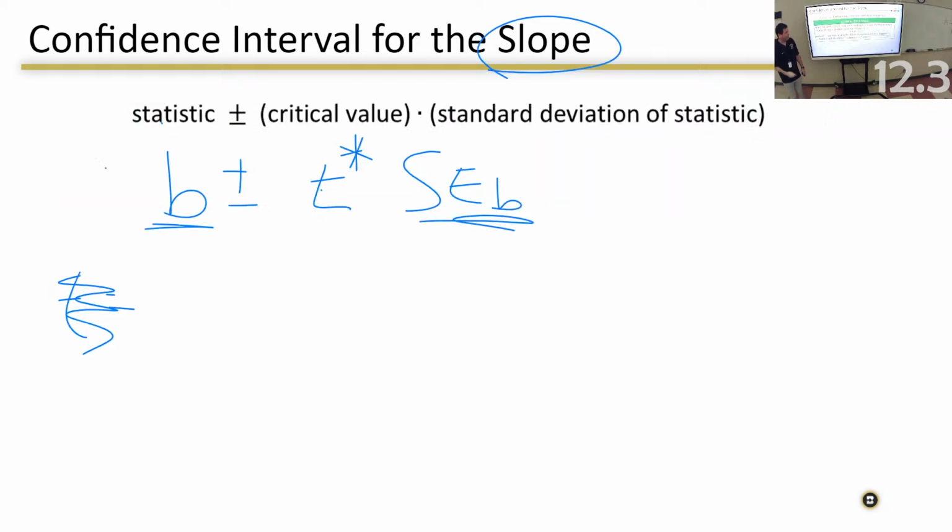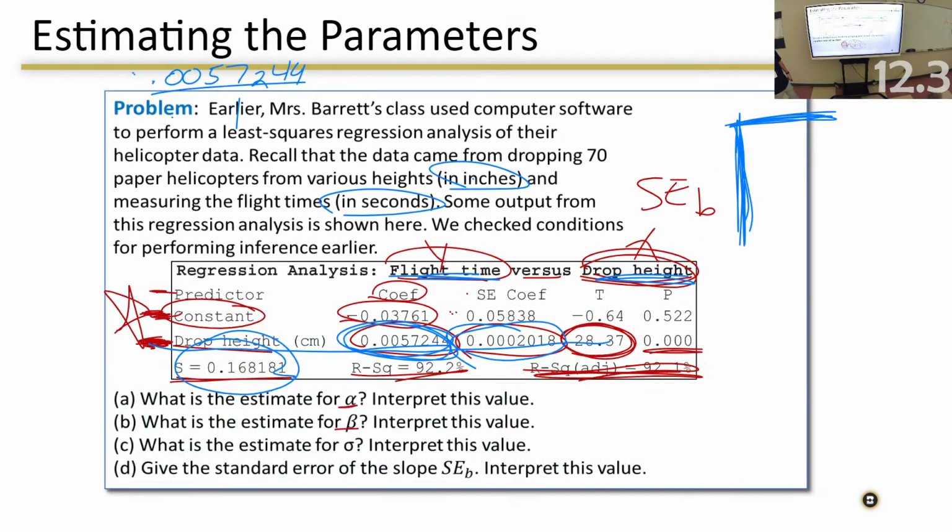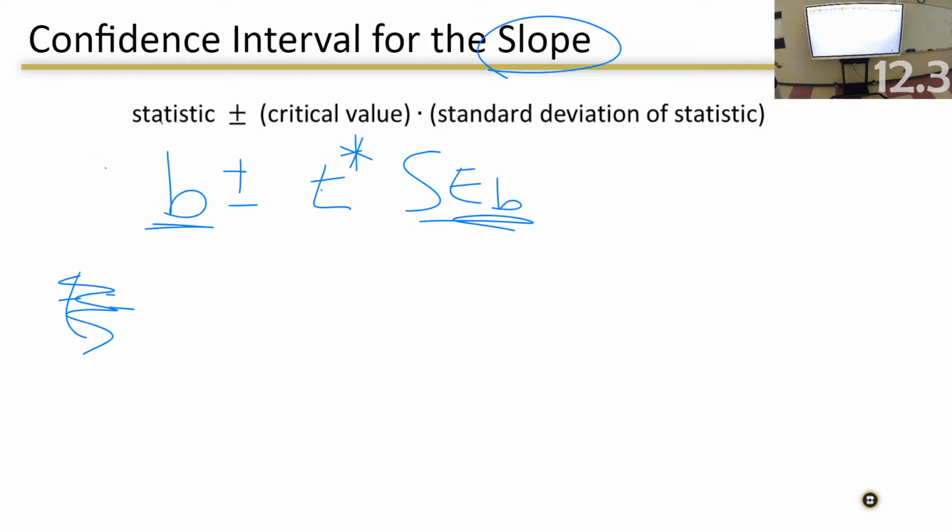So the T that they give you in this computerized printout, that is not the T critical value. That's the test statistic. Okay, please remember that.